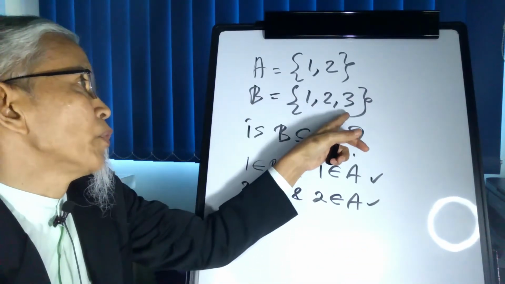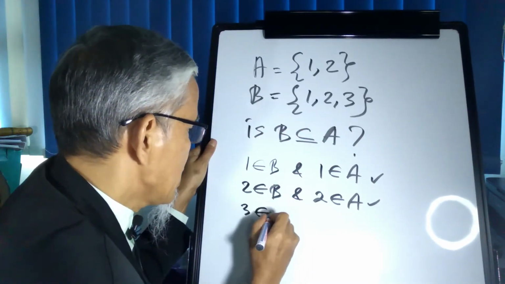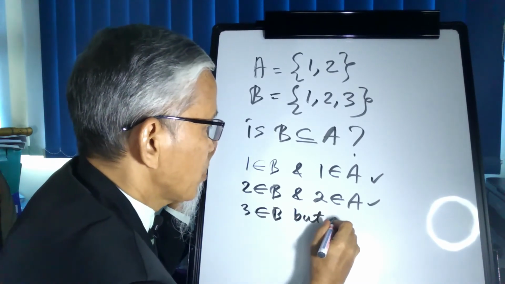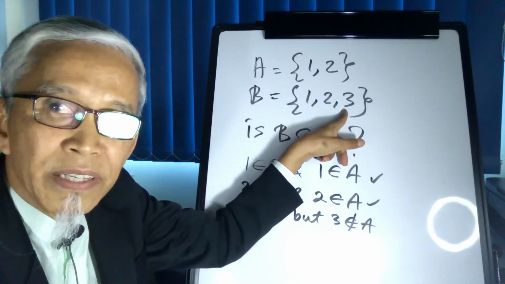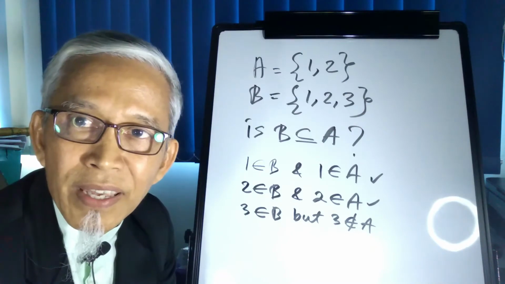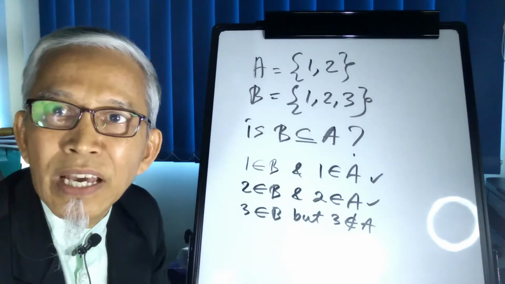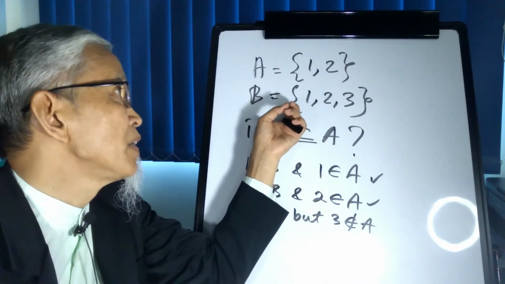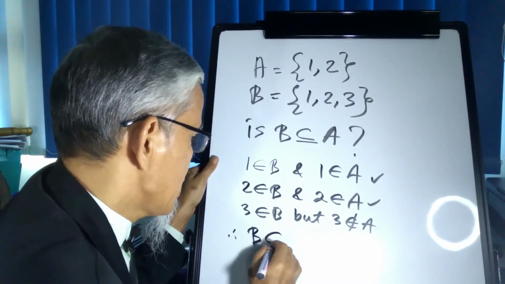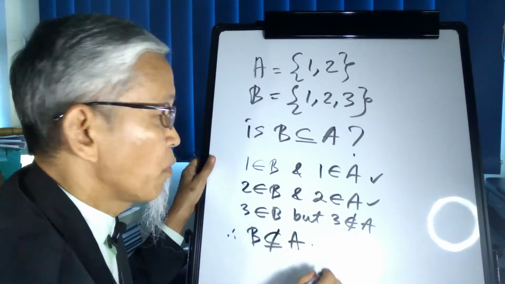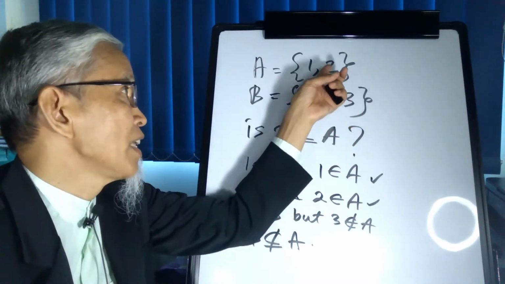Now in B, we have one more extra element, that is 3. 3 is in B, but 3 is not in A. Okay, therefore, set B is not a subset of A, because not every element in B is also an element in A. Why? Because there is one extra element in B that is not in A.